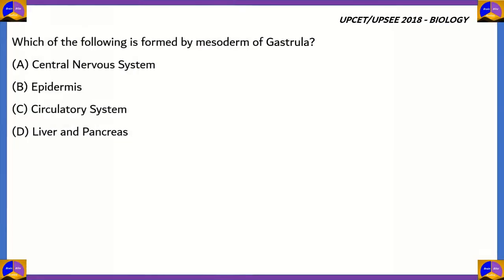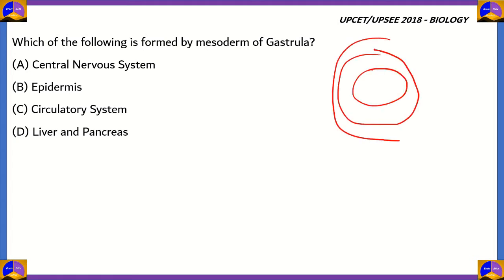Here comes our first question. This one's from biology. Which of the following is formed by the mesoderm of gastrula? For those of you who don't know what the mesoderm is, in the initial stages of the embryo, you have 3 germ layers, and the mesoderm is the middle layer. The outer layer is called the ectoderm, and the inner layer is called the endoderm.